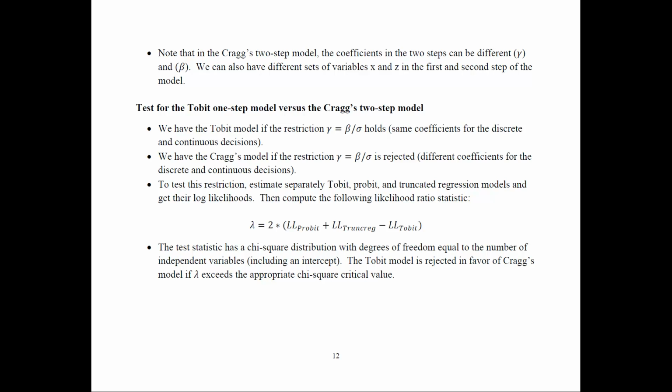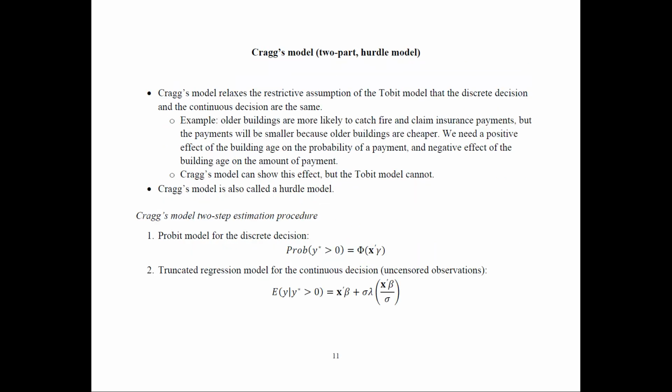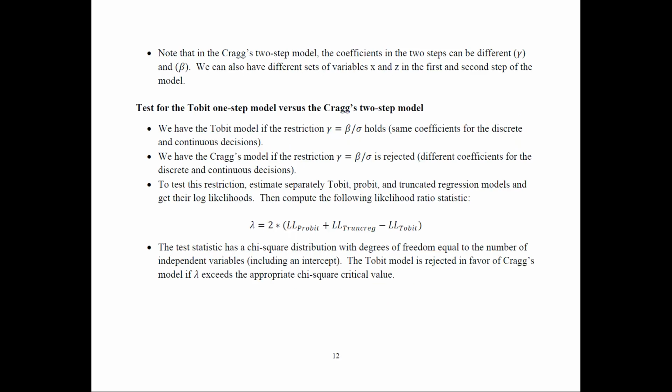So another thing about Craig's model, and I'm going to go back up a slide, is that not only could these coefficients be different, but we could also have different independent variables. So here, instead of x, we could have a z variable right there. So we could have different variables affecting the decision of yes or no, and then the positive amount once you have made the yes decision. So that's why Craig's model is a lot more flexible model, and I really would recommend using it instead of the Tobit model.